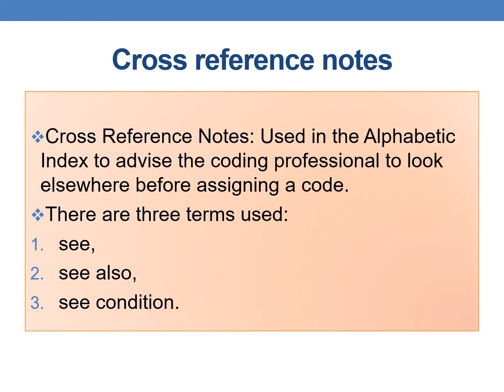Coming to cross-reference notes. The cross-reference notes are used in the alphabetic index to advise the coding professional to look elsewhere before assigning a code. "See," "see also" and "see condition," all these things are cross-reference notes. They advise the coding professional to look elsewhere before assigning a correct code.